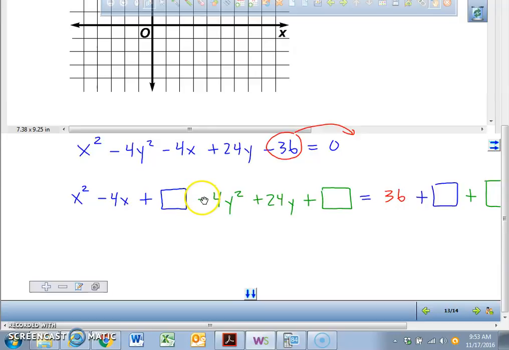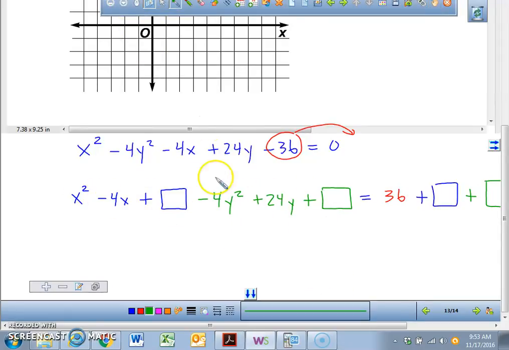If this was a plus and not a minus, we would be building an equation for an ellipse. Now, of these right here, of the blue and the green, which is the easiest to complete the square? The blue or the green? The blue, because this one already has a 1 in front of it.